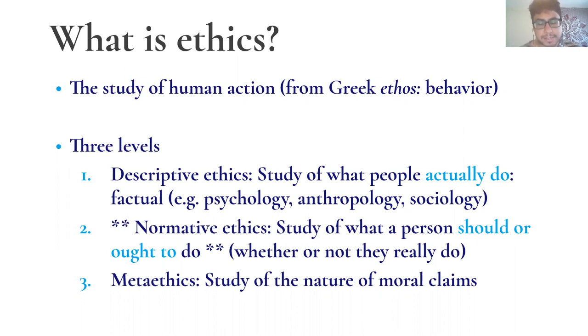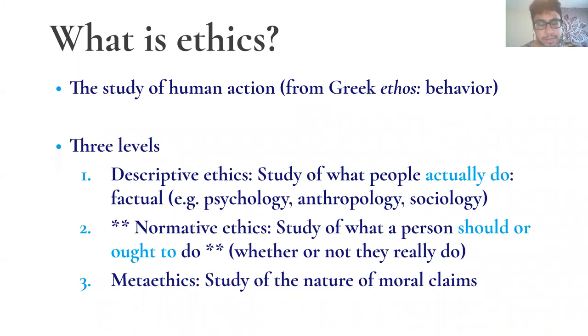So, what is ethics? The word ethics comes from the Greek word ethos, which more or less means behavior. So, one way of thinking about ethics is as the study of human action. There are at least three different types of ethics, the first of which is descriptive ethics. Descriptive ethics, as its name suggests, is the descriptive study of how people actually or do in fact behave.